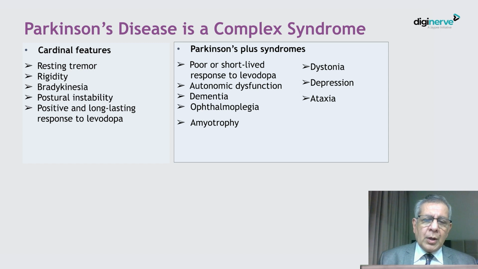But please remember, what looks like Parkinson's disease can be another syndrome that simulates Parkinson's disease, called Parkinson plus syndromes. And these syndromes have poor or short-lived response to levodopa, prominent autonomic dysfunction, dementia, ophthalmoplegia, amyotrophy, dystonia, depression, and ataxia. So these are sort of red flags to say that if one or more of these are present, then you may not be dealing with typical Parkinson's disease.